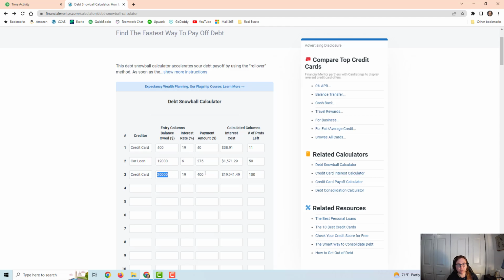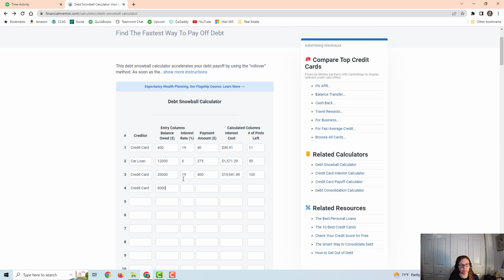So that's pretty significant. And you can change this, like say you want to see what would happen if you made $600 payments every month. Well, that would bring the interest cost down pretty significantly just by adding $200 more to that payment every month. Okay, so this is a good tool to use and very eye-opening as well.